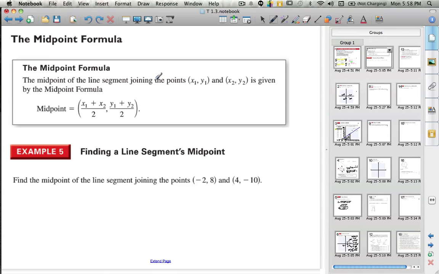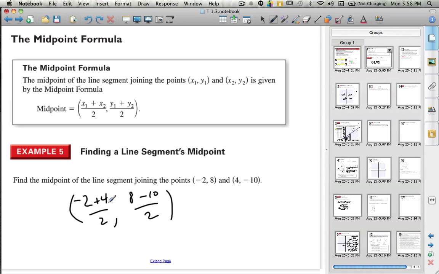The midpoint formula is a really simple formula. It allows me to find the coordinates of the midpoint of a line segment, so the point of a line segment that's halfway between the two ends. All this really is is that the x coordinate of the midpoint will be the average of the other two x coordinates. So I'll have negative 2 plus 4 divided by 2, that would be the average. And I'll have 8 plus negative 10, or 8 minus 10, over 2 for the y coordinates.